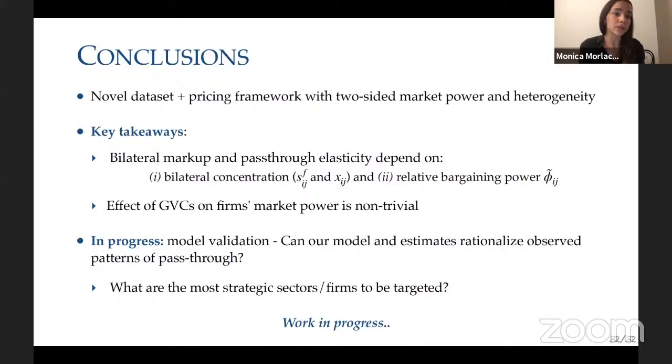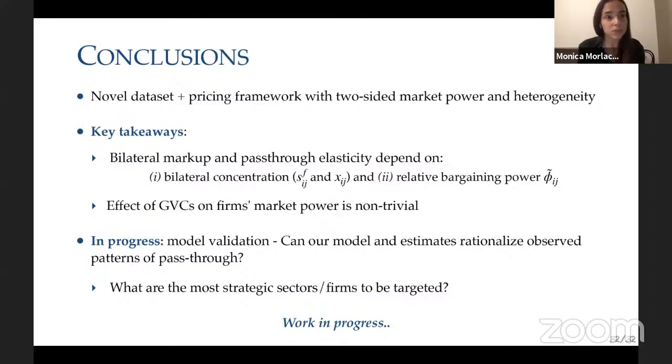Another takeaway of our framework is that the effect of participation in global value chains on markups and firms' market power is non-trivial, and it depends on the two-sided heterogeneity. In progress is the model validation. Hopefully I gave you an idea of how we intend to do this. In particular, we want to show whether our model and estimates could rationalize observed patterns of pass-through across industries and firms.